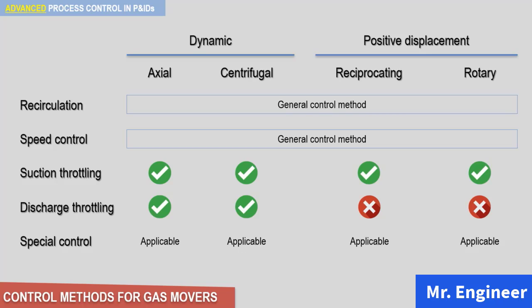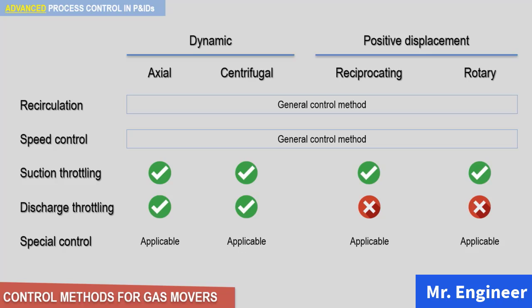The first method is recirculation. This is a general control method that can be used for any type of gas mover. In this method, a pipe connects the discharge side of the gas mover to its suction side. A control loop is placed on the pipe. This arrangement looks very similar to the minimum flow protection system we have seen for pumps. But there are, of course, plenty of differences in the details. We'll see this further ahead.